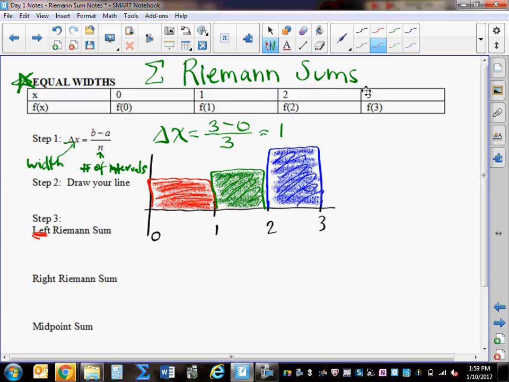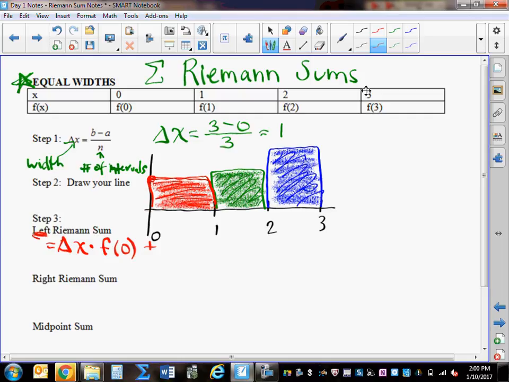Right, so for each of my rectangles, it's going to be width times the height, width times the height, width times the height. Now my width is that delta x. That's what determined how far apart we're going. So my left Riemann sum is going to be delta x times the height. And the height is going to be f of 0, right? 0 was my starting point, so f of 0. I'm starting on the left-hand side here. That's what allowed me to draw my rectangle. Okay, so that is the area of my first left rectangle.